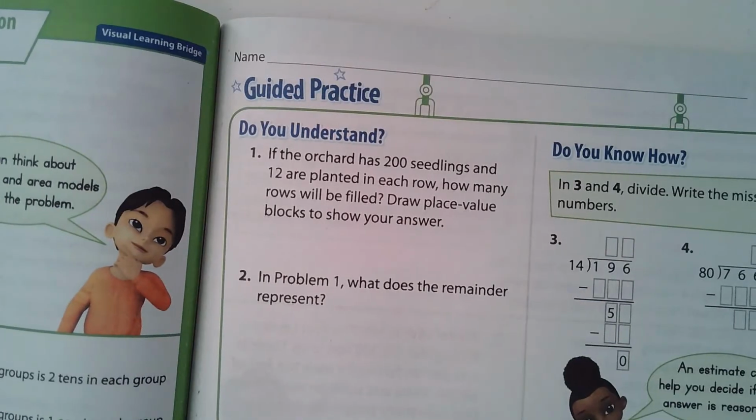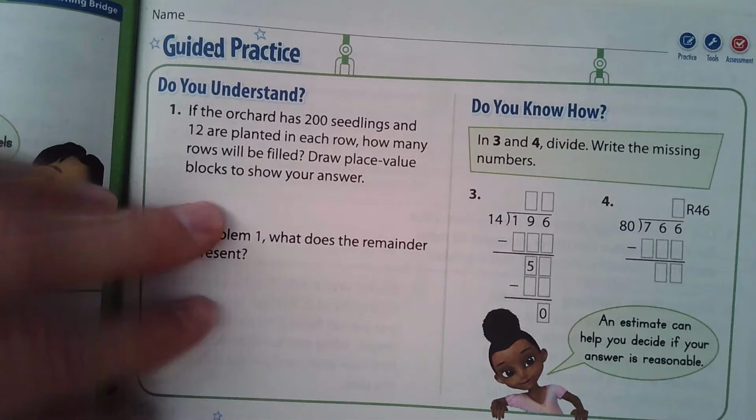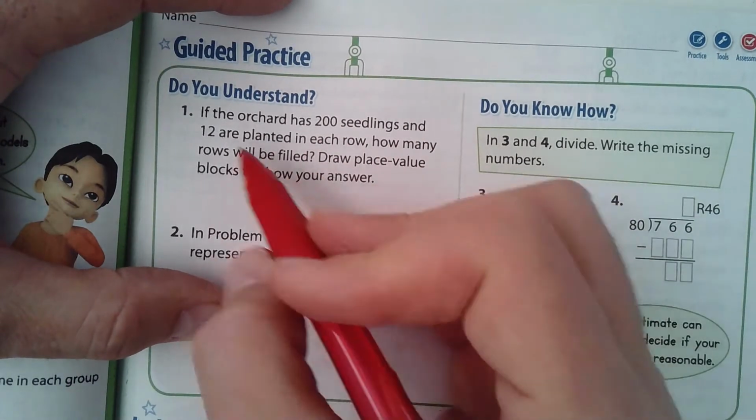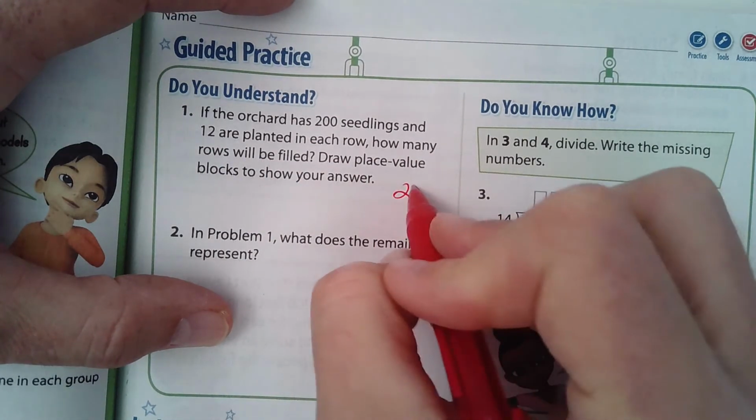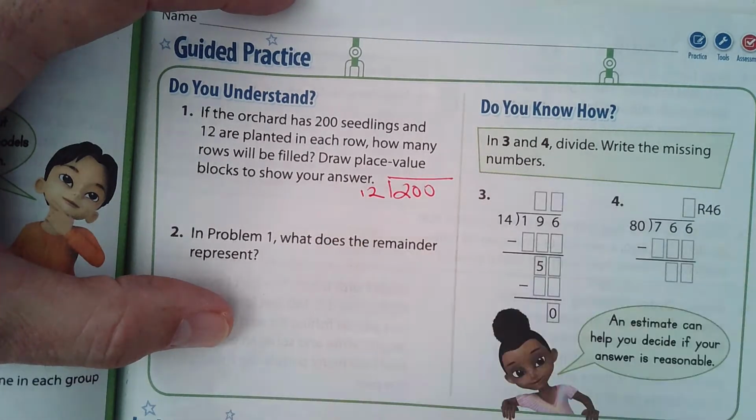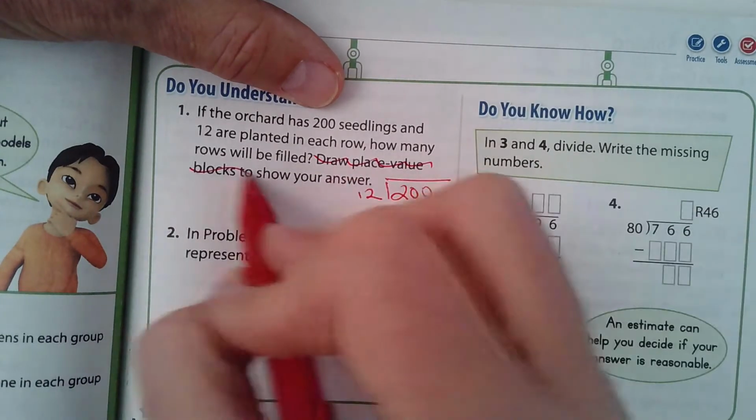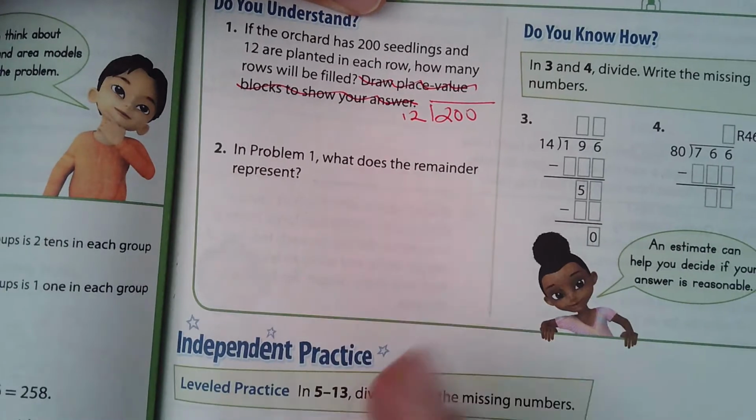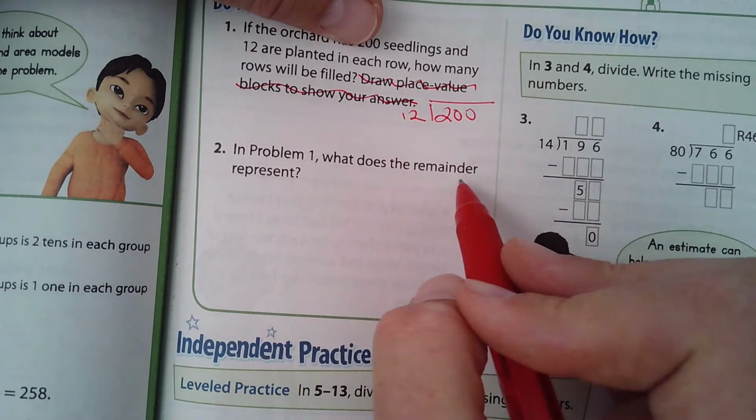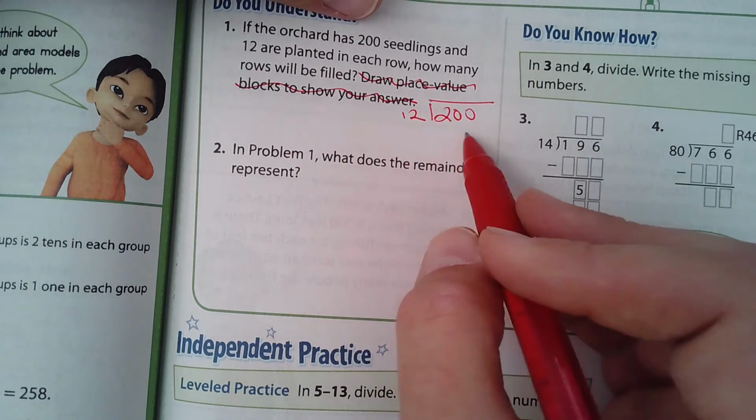Okay. All right, guided practice. Page 199. If the orchard has 200 seedlings and 12 are planted in each row, how many rows will be filled? Well, 200 divided by 12, and you will have your answer. Then it says draw place value blocks to show your answer. You don't need to do that. Then in problem 2 here, it says, what does the remainder represent? Well, we just did something very similar to that. And I suppose we'll actually have to do this one, and we'll do it right now.